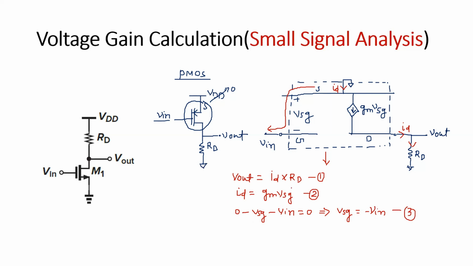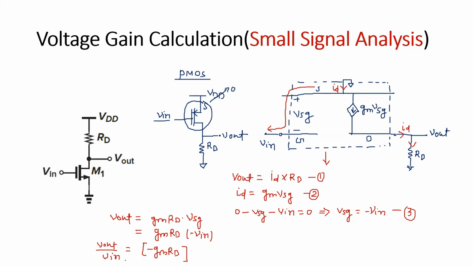When you put the second equation into the first, we get Vout equals gm RD times VSG, where VSG is nothing but minus Vin. So it gives you gm RD times minus Vin. That gives you Vout by Vin equal to minus gm RD. This is your gain.